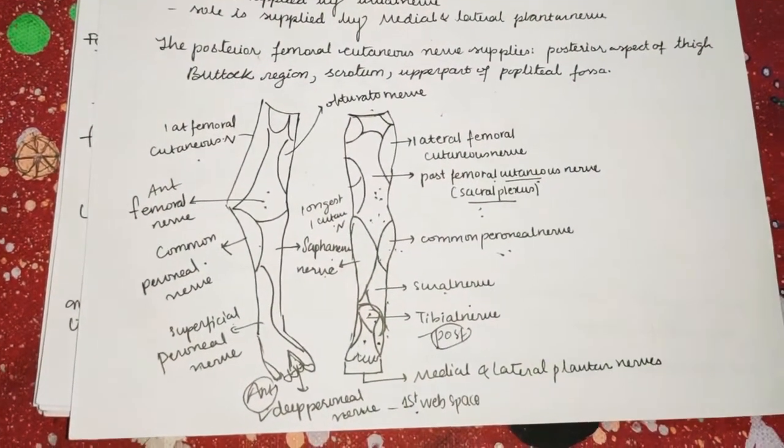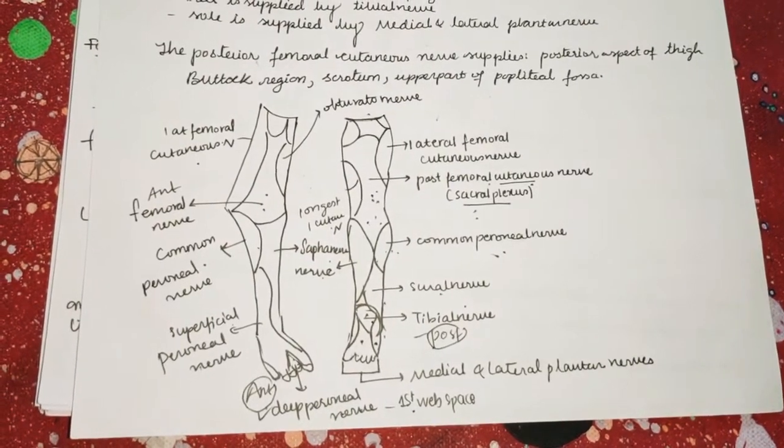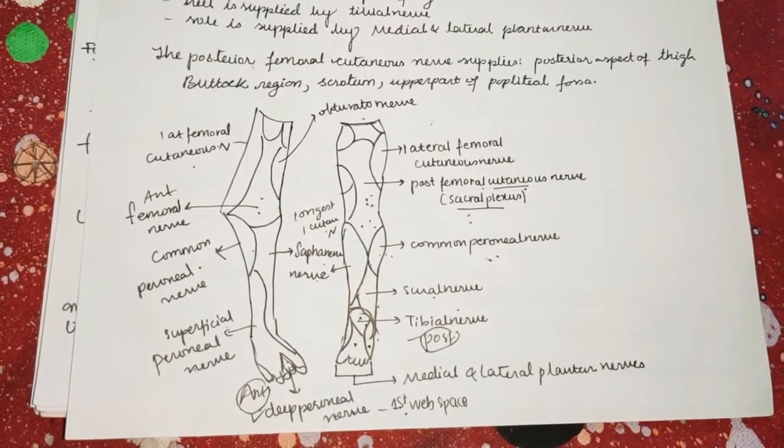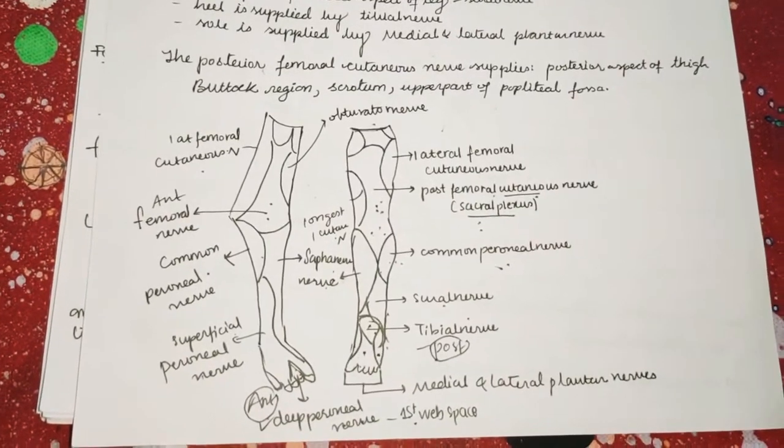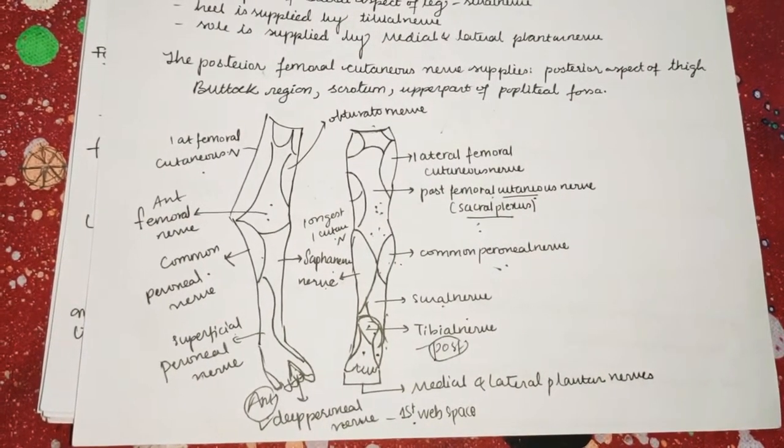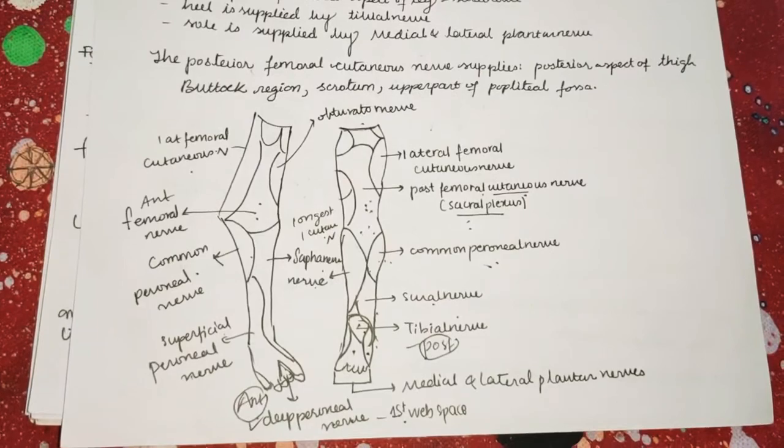So by this we have completed this chapter. By this video I think you have understood the lumbar plexus and different important points related to it, and also we have discussed the cutaneous innervation of the whole lower limb.